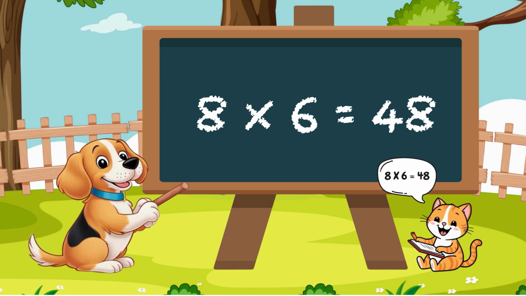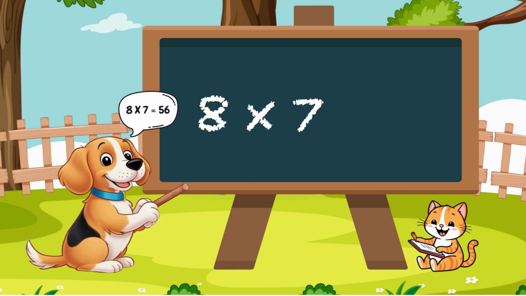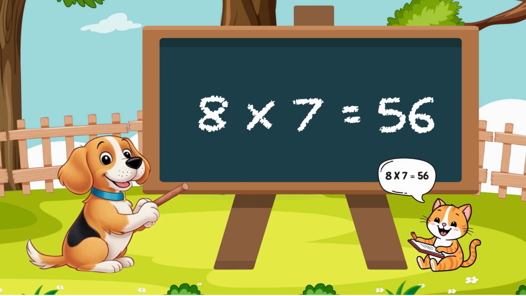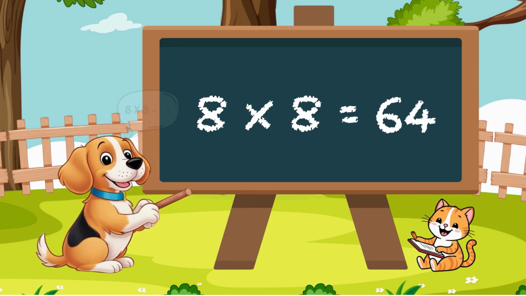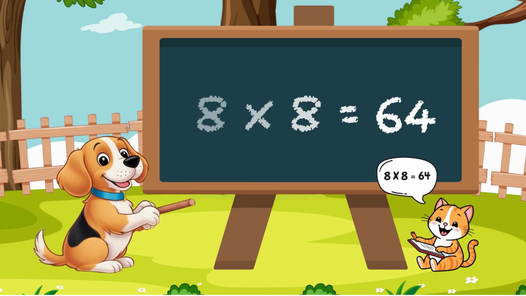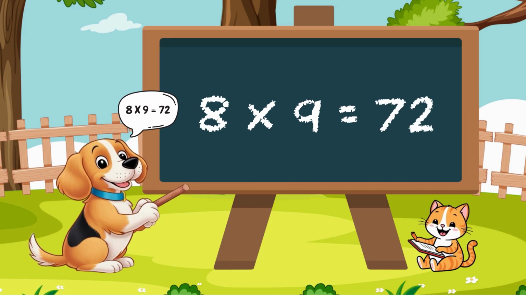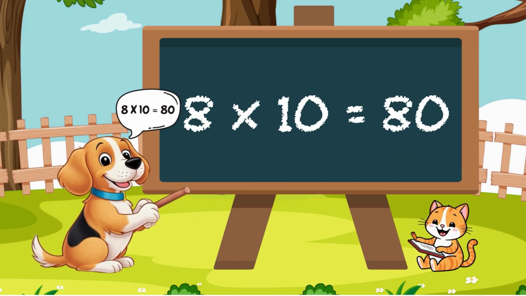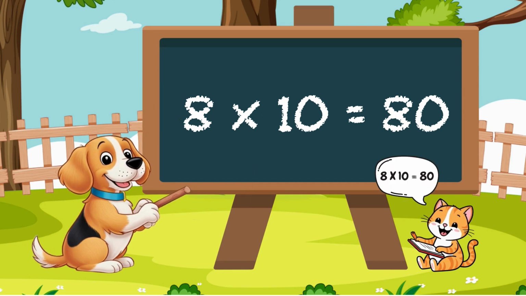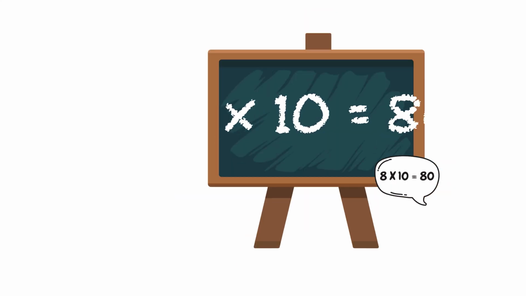Eight sixes are 48. Eight sevens are 56. Eight eights are 64. Eight nines are 72. Eight tens are 80.